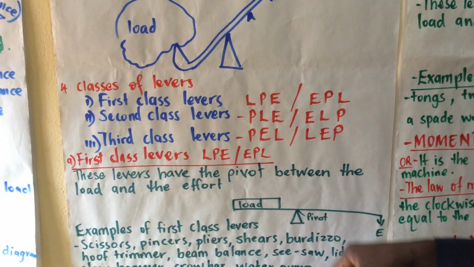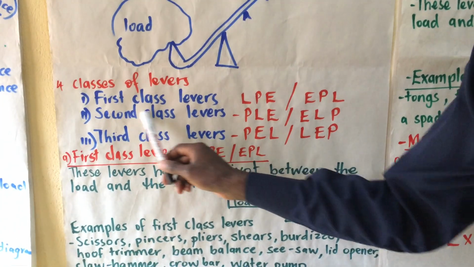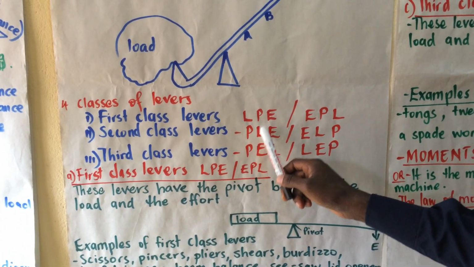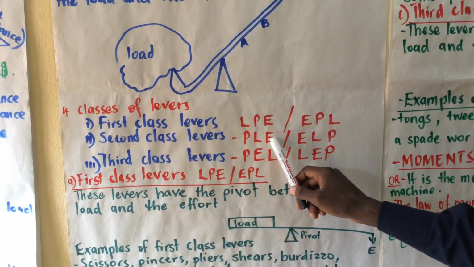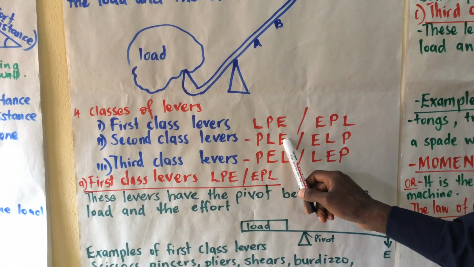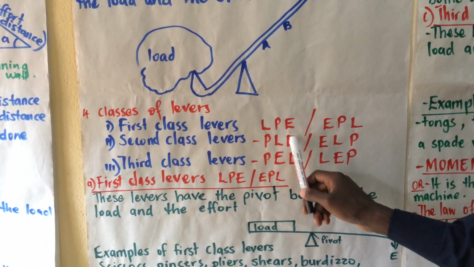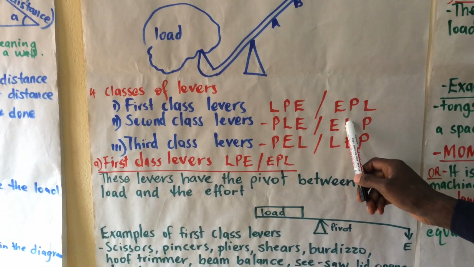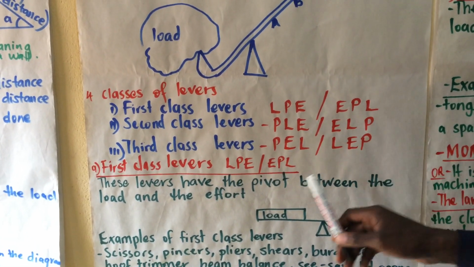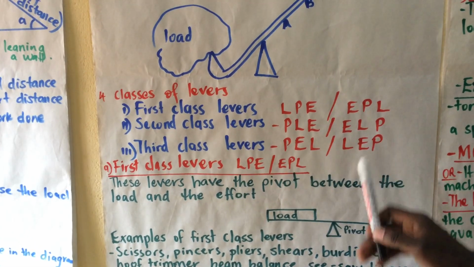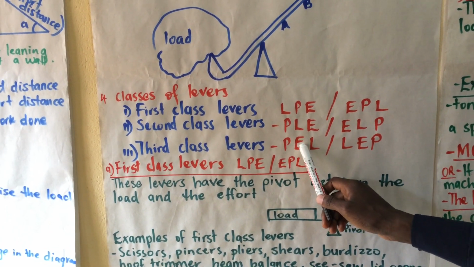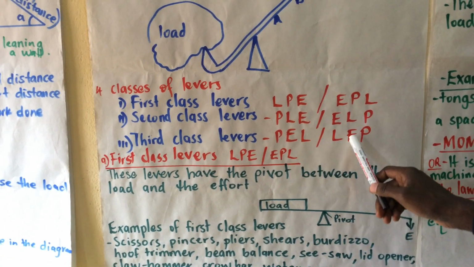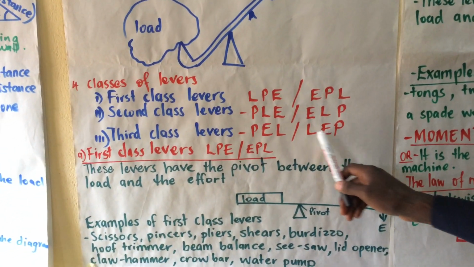Then with the second class levers, it is the load that is in between the 2. It is the load that is in between the pivot and the effort, or the other way around, the load in between the effort and the pivot. Then third class levers, we have got the effort in between the pivot and the load, or the effort is in between the load and the pivot.